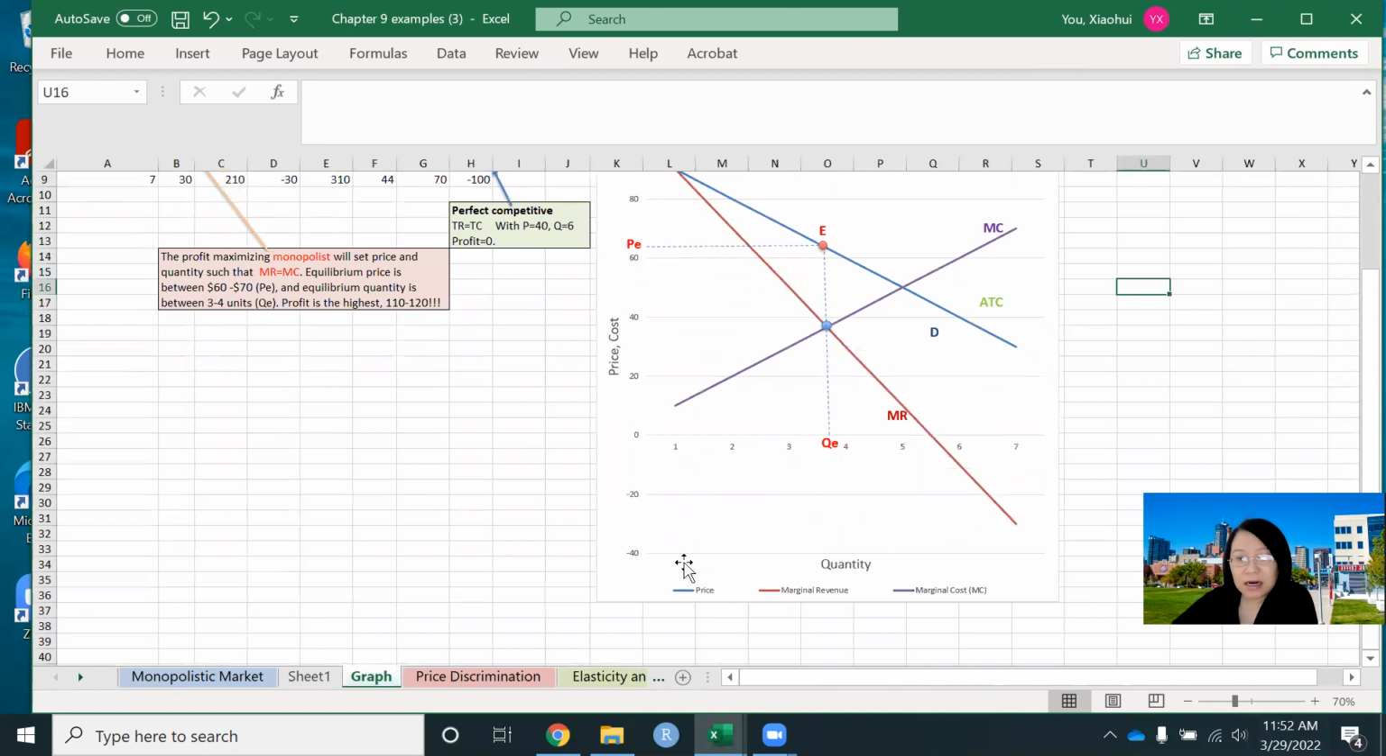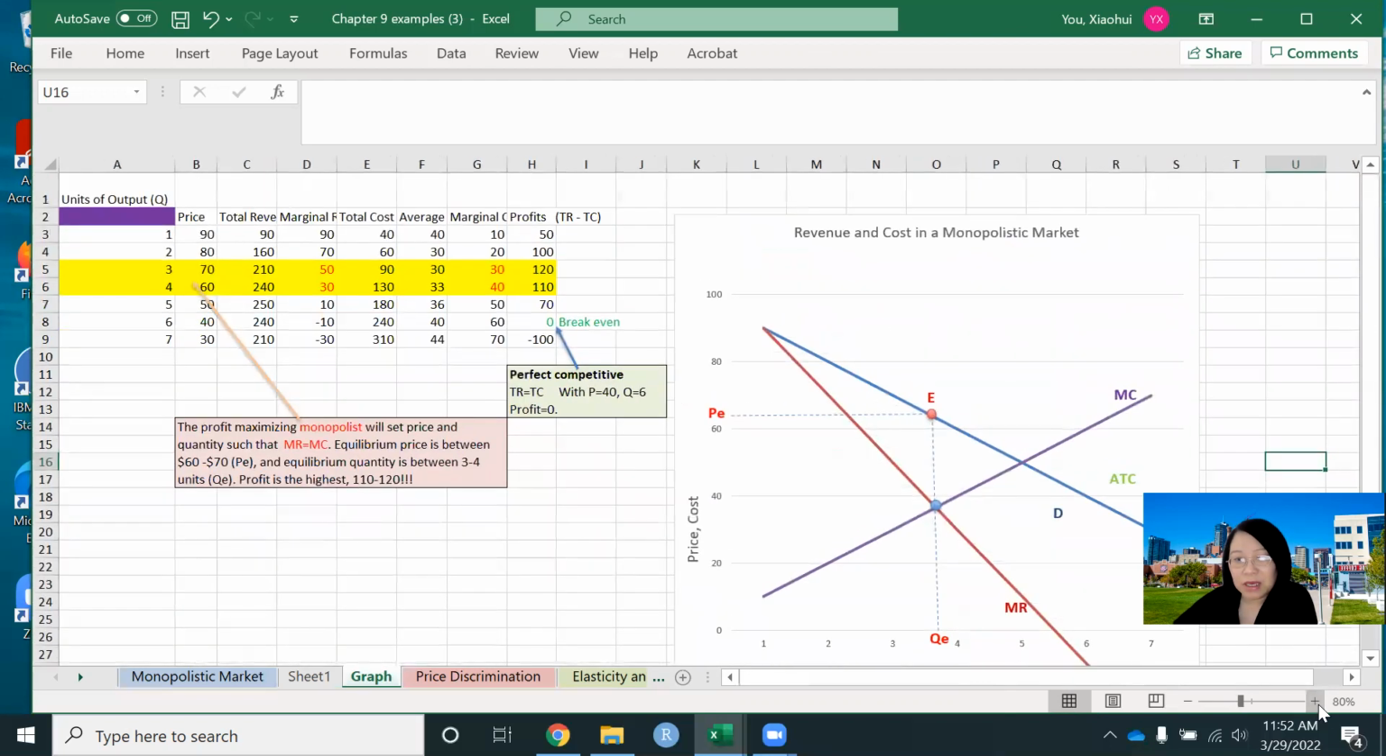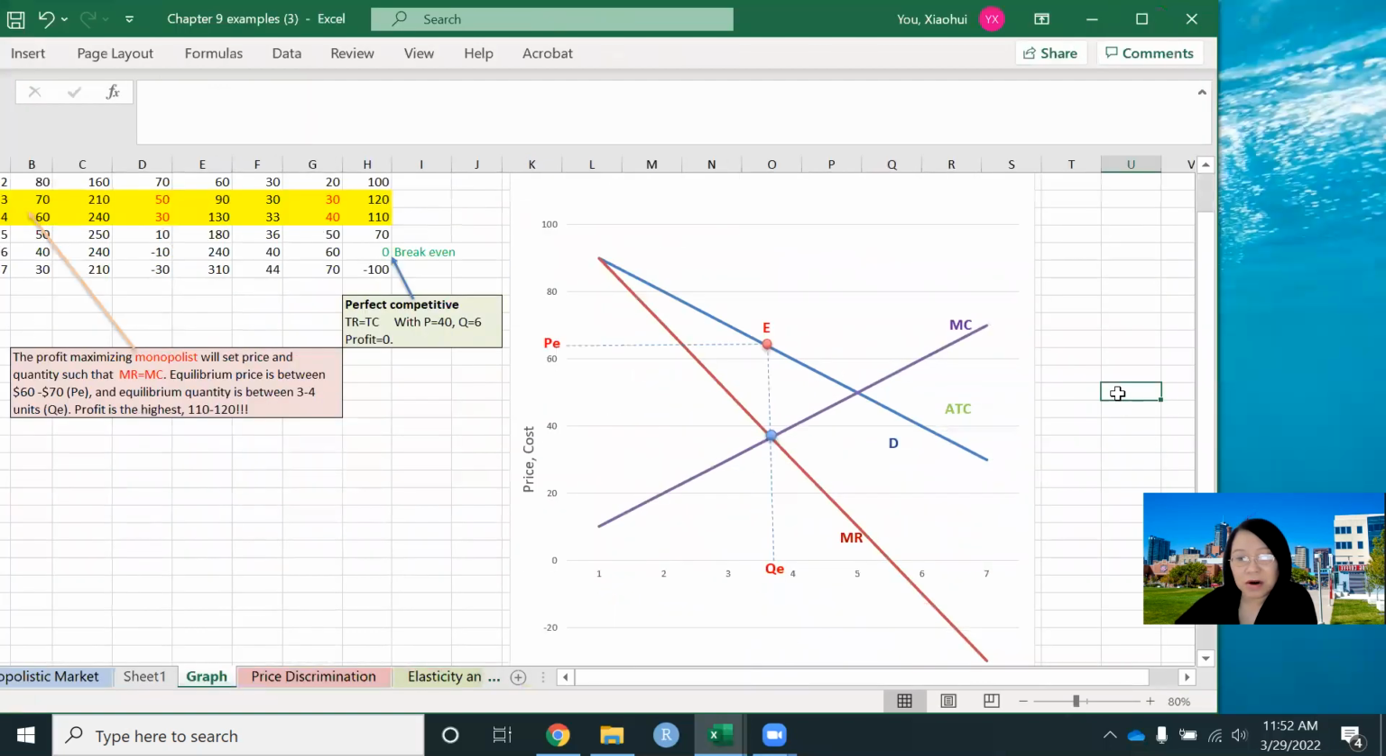And then here, the blue line, that's the price. The brown or red line, that's the MR, marginal revenue. And then the purple line, that's the marginal cost. See, marginal cost. Okay, now let me make it a little bit larger. So this is the graph.